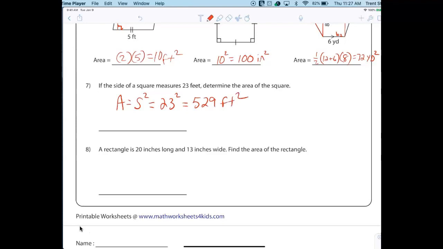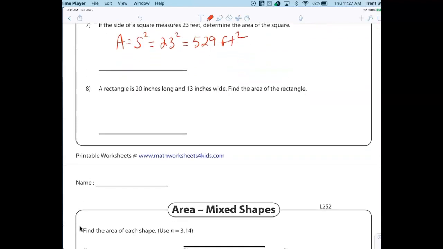All right. Now again, number 8, rectangle. Area equals length times width. Length times width equals 20 times 13. Area equals 13 times 20, which is 260.